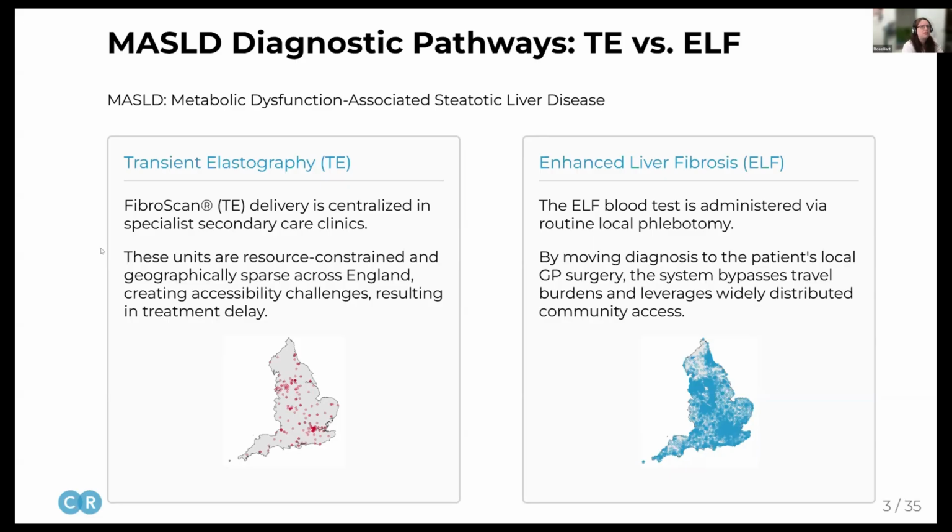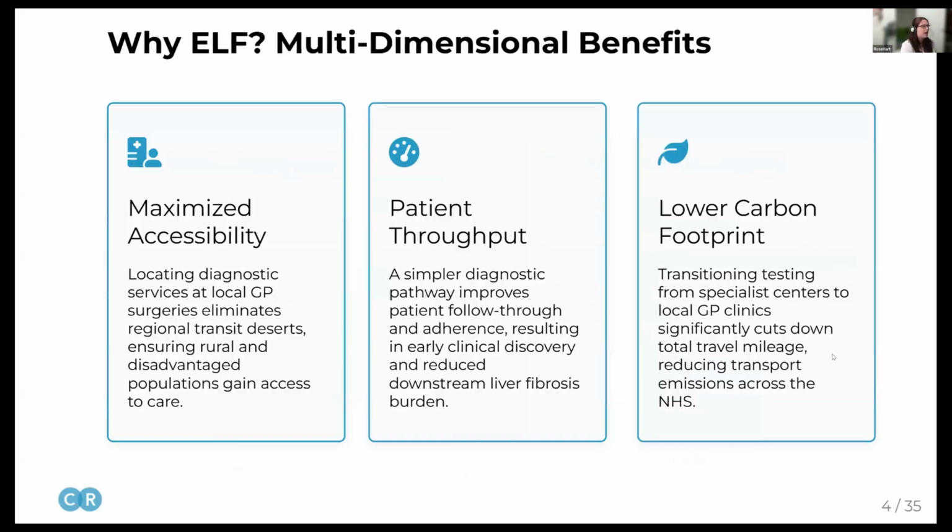We don't want to assume this one-size-fits-all approach, whereas enhanced liver fibrosis, ELF, which is our intervention here, is a blood test administered via routine local phlebotomy. The idea in this model is to look at the impact of being able to move diagnosis to the patient's local GP surgery. The system bypasses travel burdens and leverages the already widely distributed community services.